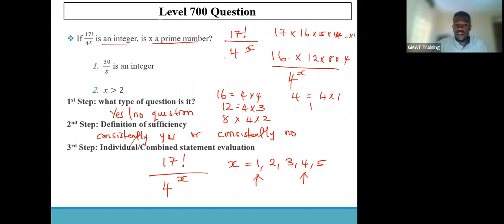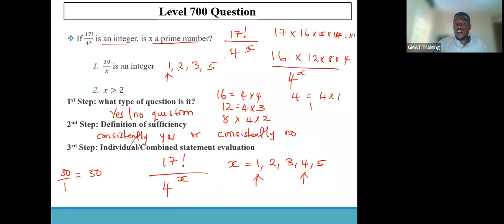So looking at the first statement, it says that 30 divided by x is an integer. If we divide 30 by 1, you would get 30, an integer. By 2, you'd get 15, an integer. By 3, you'd get 10, an integer. By 4, it wouldn't work. It gives us 7.5, which is not an integer. 5 would yield 6, which is an integer. So the first statement allows us to pick the values 1, 2, 3, and 5, but 1 is not among the prime numbers.